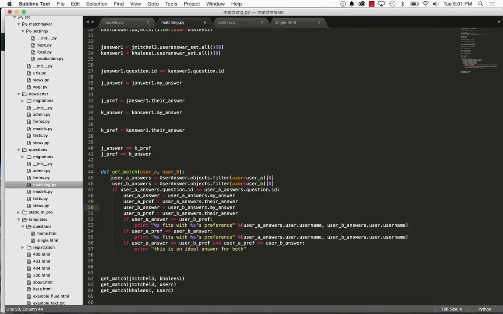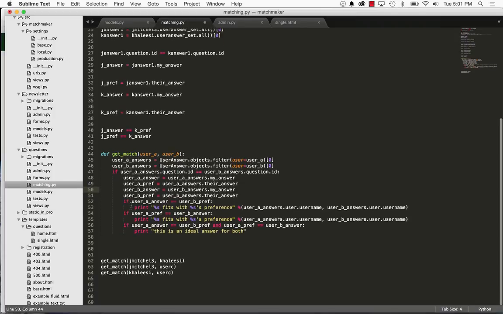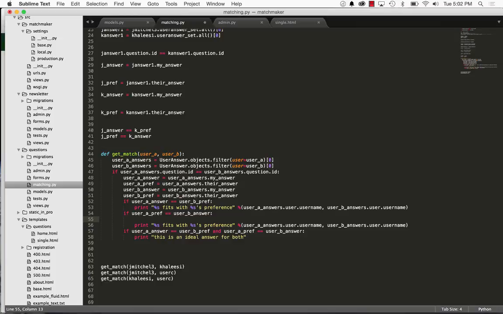All right, so now that we have these set up, we have our user answers, and then we actually select whether or not it fits with one preference over another. So let's go down first off to this user A preference. The user A preference means that my preference as user A matches user B's answer. So I'm going to award them the points that I find for them, right?